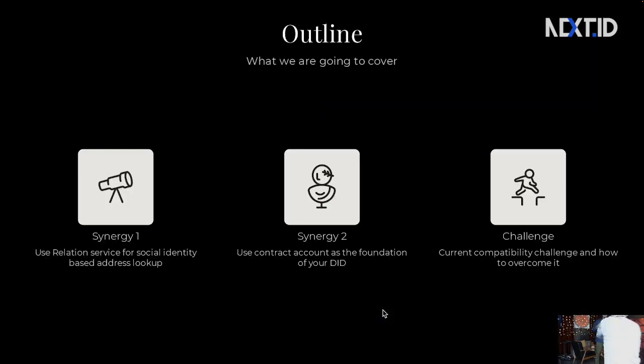Second is about how we think it's very important to use a contract account, not an EOA account, as the foundation of your DIDs, and we're going to go into why that's extremely important. Third is about some compatibility challenges between smart contract wallets and protocols like Next.ID, and how to overcome them.